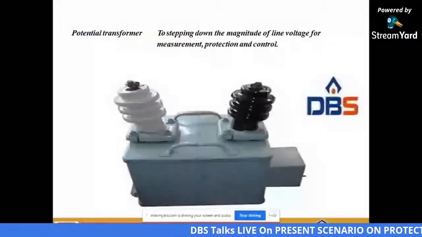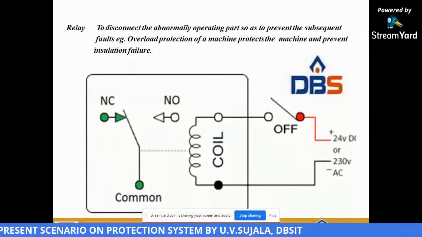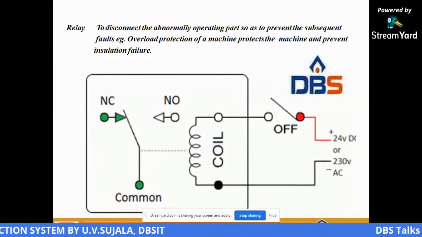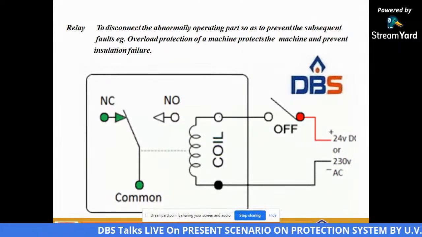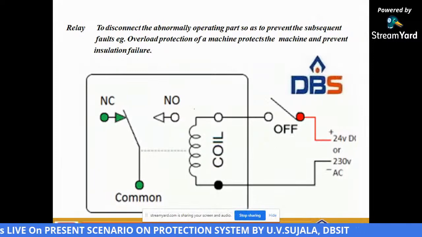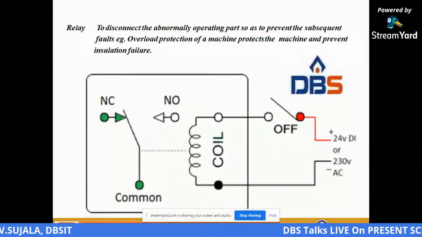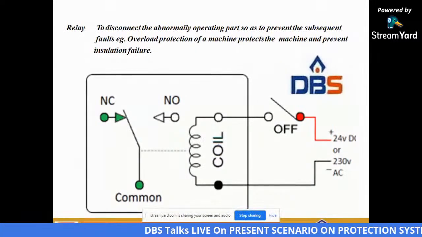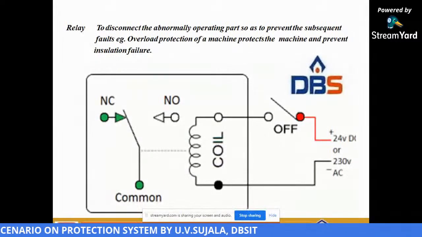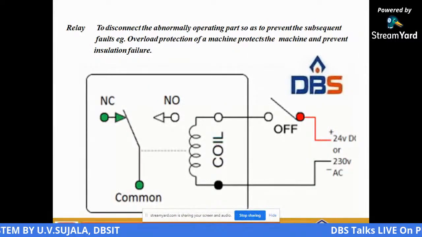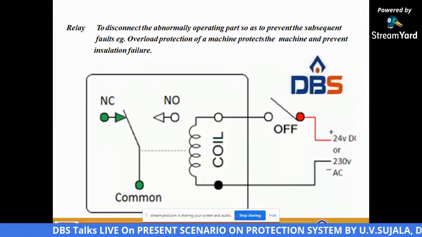And one important thing is the relay. Relay means generally it sends a signal to the circuit breaker. So how do we send the signal to the circuit breaker? Generally the relay is like this. Here there is NO and NC, a normally open coil and a normally closed coil. At the initial portion of the relay, it will be normal, normally open. Whenever the relay must operate, it will be in the closed position.